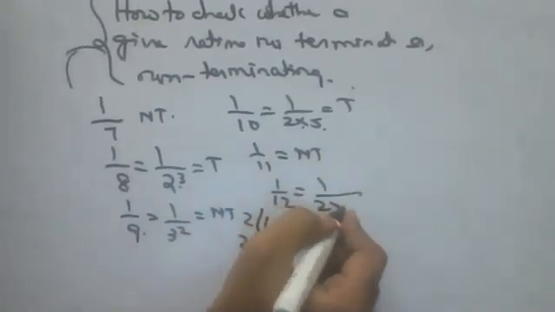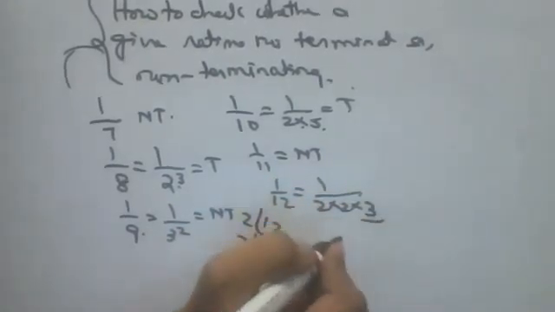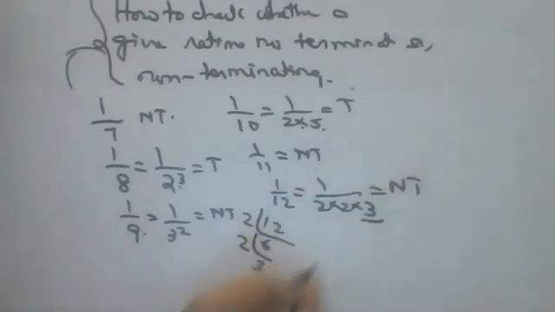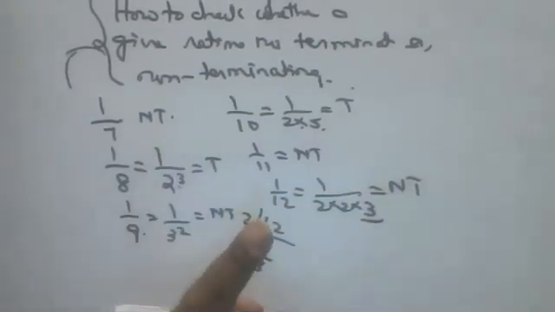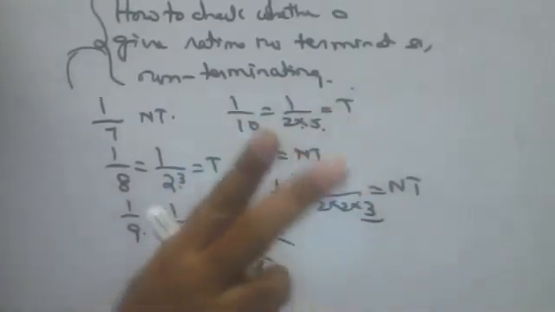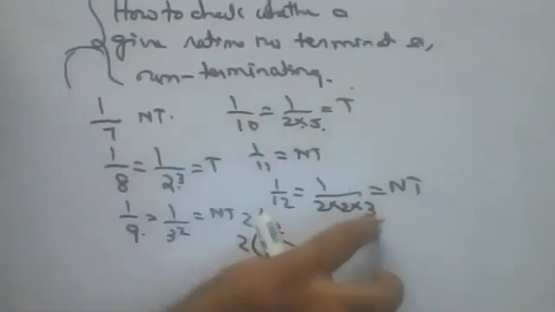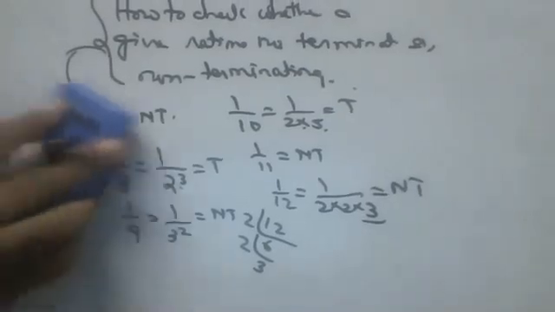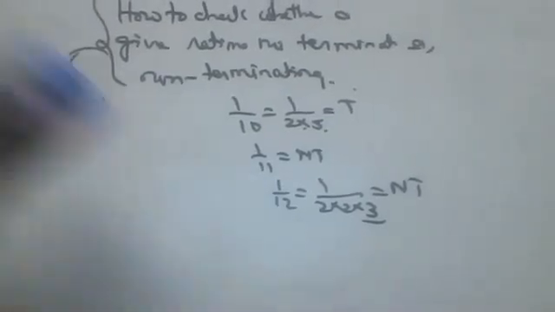So 1 by 2 into 2 into 3. 3 is there, so non-terminating. No other number should be present, children. 2, 3, 2 and 3. Sorry, 2, 5, 2 and 5. That's all. No other number. Are you able to understand, children? I hope you are getting a small little idea.